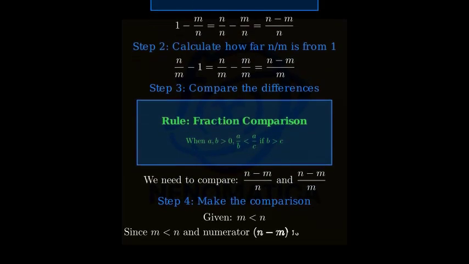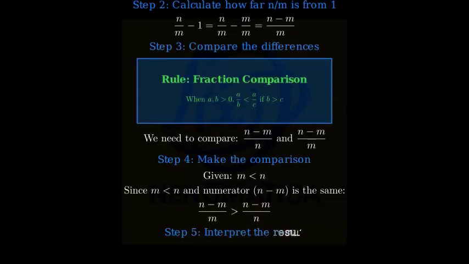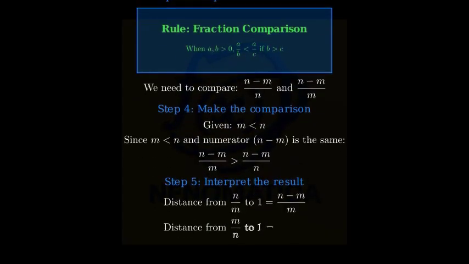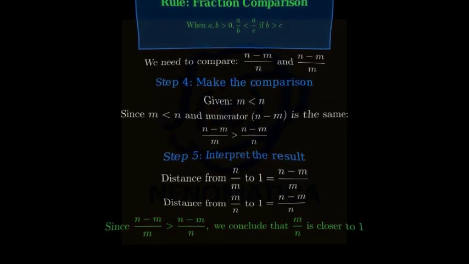Therefore, (n minus m)/m is greater than (n minus m)/n. Let's interpret this result. The difference between n/m and 1 is (n minus m)/m. The difference between 1 and m/n is (n minus m)/n. Since (n minus m)/m is greater than (n minus m)/n, the distance from n/m to 1 is greater than the distance from m/n to 1. Therefore, m/n is closer to 1 than n/m.